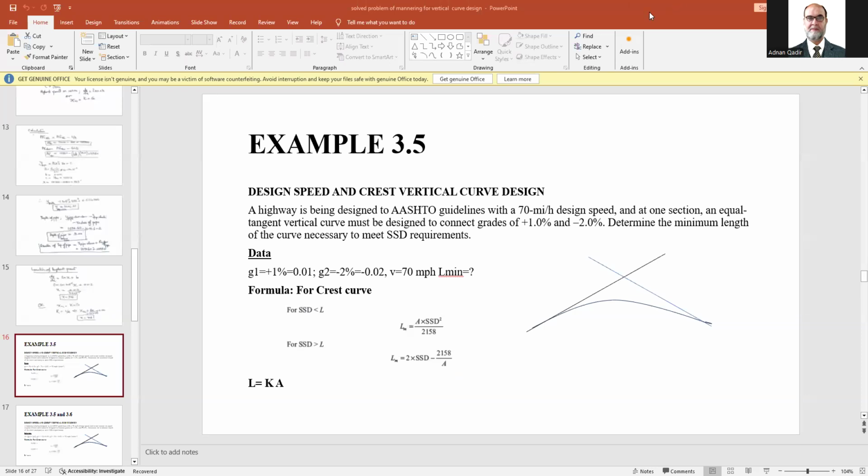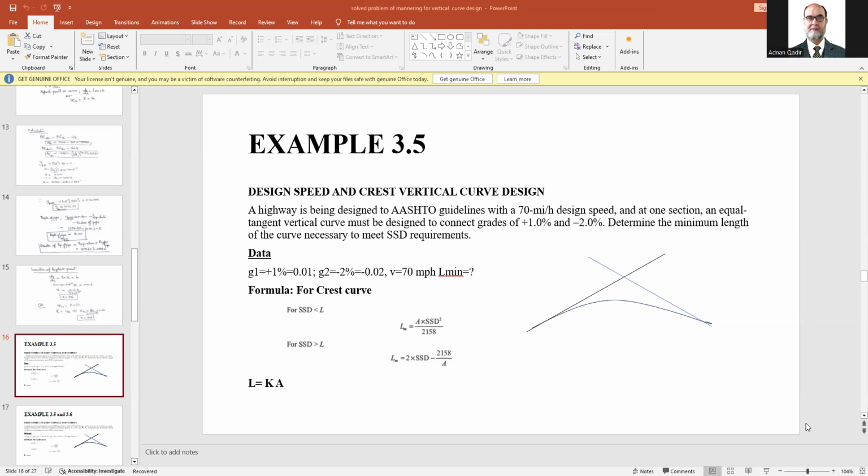Bismillahirrahmanirrahim. My topic, examples of vertical curve design, is continuing. Today we will solve example 3.5. This is a very basic problem in which you have been given a crest vertical curve, plus 1% and minus 2%, and you have to calculate its length that can accommodate a 70 miles per hour design speed.